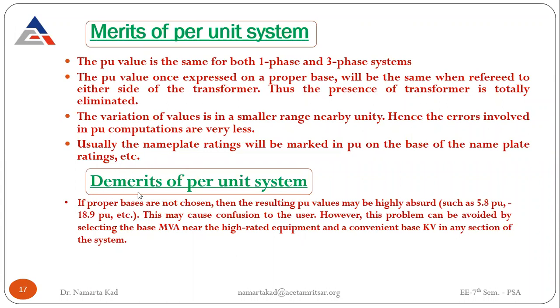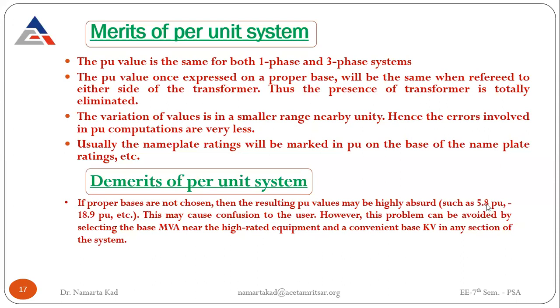And some of the demerits of the per unit system are, if proper bases are not chosen, because choosing the base value is purely our assumption. Sometimes we choose the correct base value 220, but sometimes we choose 110 as the base value. So it may affect some of the results. If proper bases are not chosen, then the resulting per unit values may be highly absurd, such as 5.8 per unit or 18.9 per unit. So big values, right?